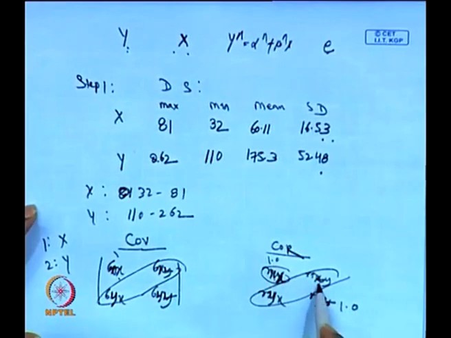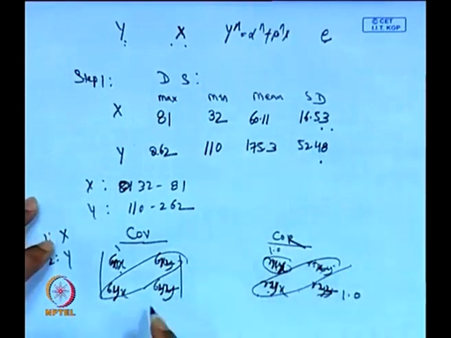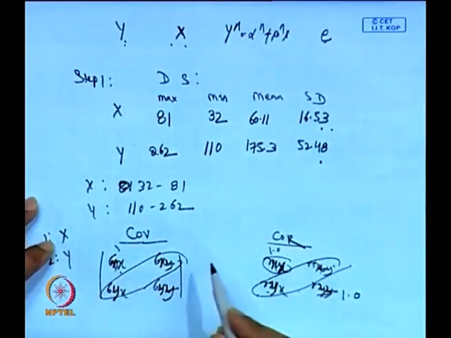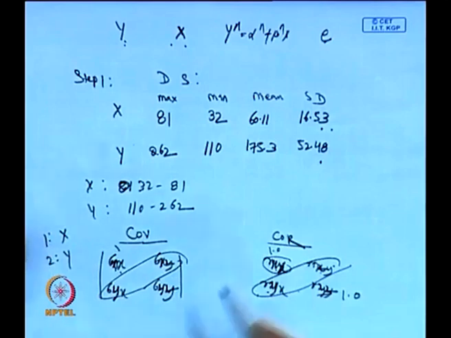We want to know the association between these two with respect to covariance and with respect to correlation. I am not calculating all these details, because sigma x x is nothing but the variance of x. If you take the square root, you will get the standard deviation. This is how it is directly derived.